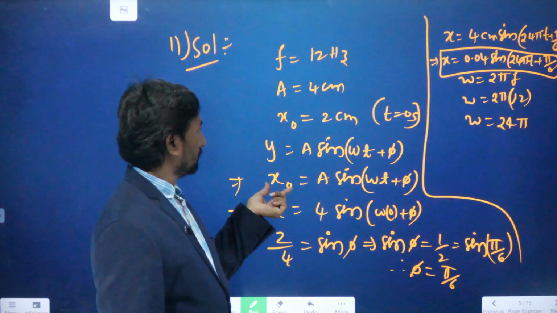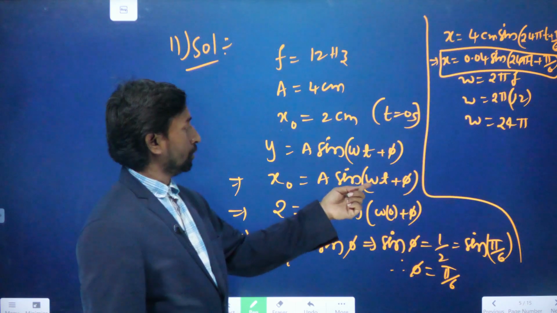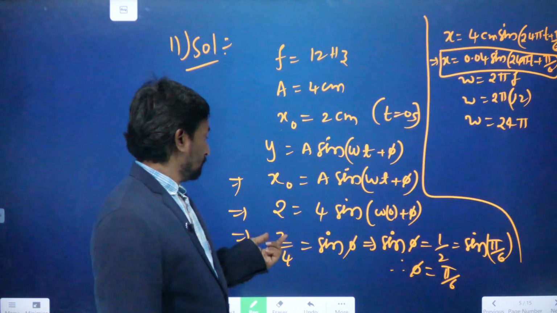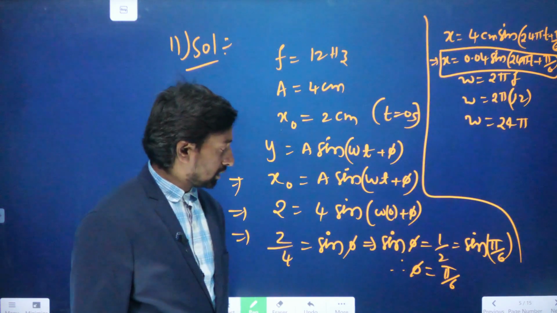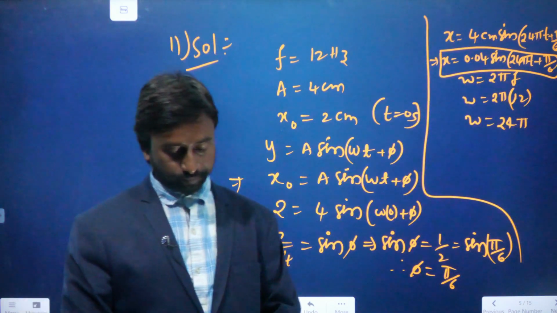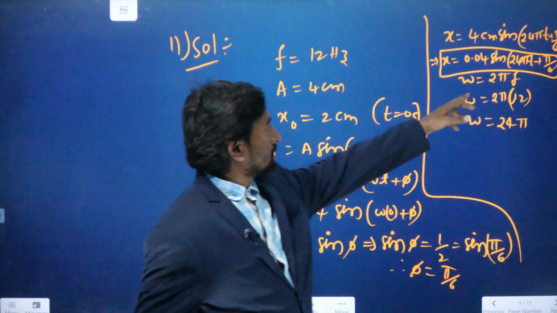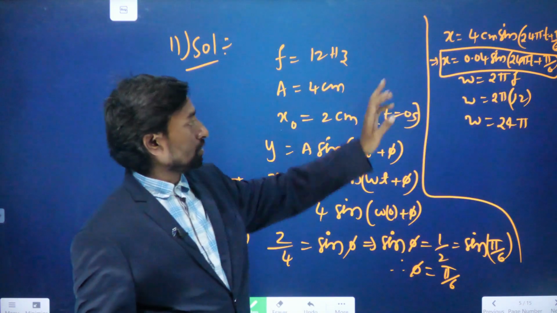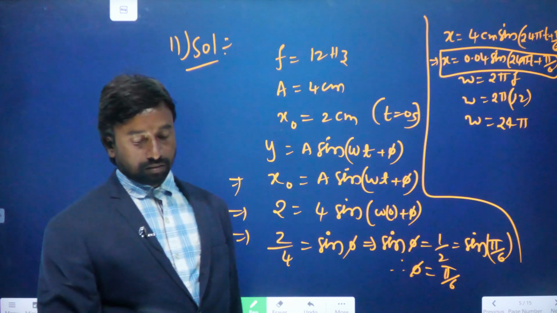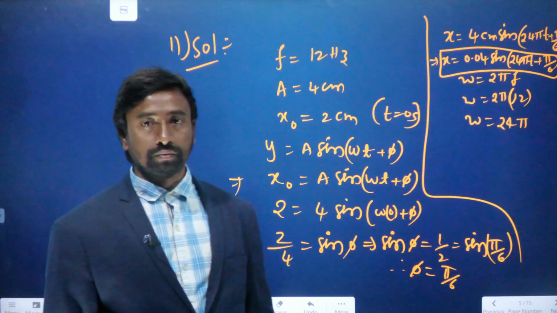Then here we should write 2 centimeters, and amplitude is given here as 4 centimeters. Then omega t is omega into 0, which is 0. So we get 2 by 4, that is 1 by 2, is equal to sin phi. From that we get the phi value is pi by 6. Then from the frequency we should find out the omega value, and substitute it in place of omega. Then we get the equation of displacement of a particle having simple harmonic motion. Okay.